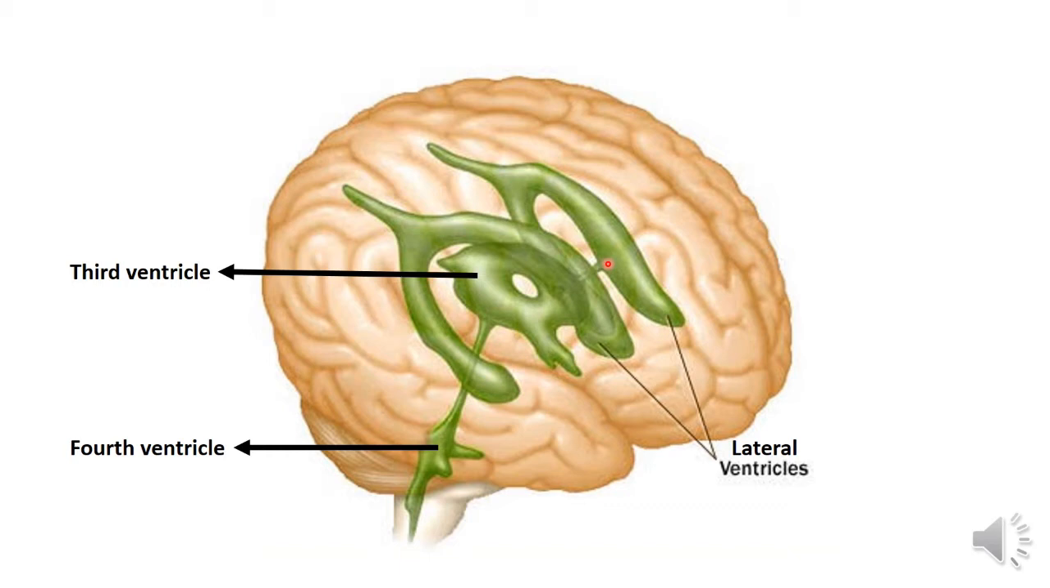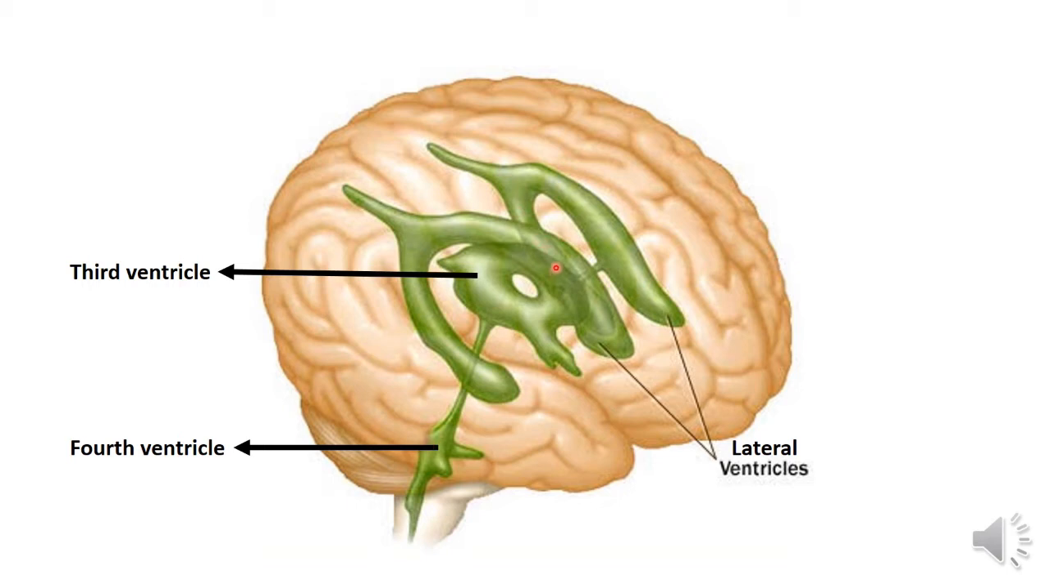These lateral ventricles are connected through the interventricular foramen of Monro to the third ventricle, which lies at the midline in between the two thalamus. This third ventricle is connected through the cerebral aqueduct, which lies within the midbrain, to the fourth ventricle, which lies in the dorsal part of pons and medulla.